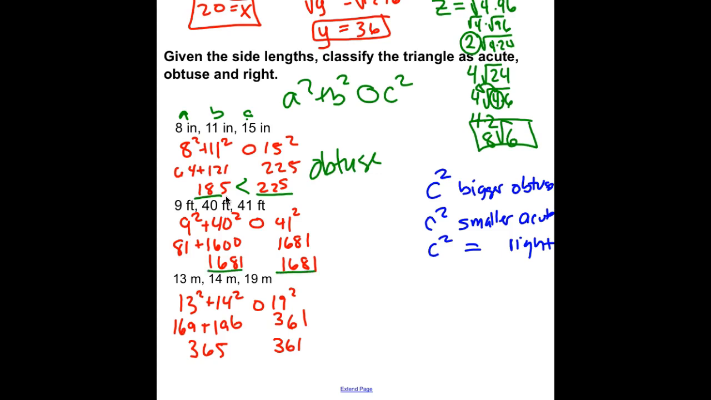I got 1681 and 1681. Those are the exact same thing. That means I have a right triangle. C squared's the same. And then I got 365, which is bigger than 361 right here. That means c squared is smaller, so it's acute. So we should have gotten obtuse, right, and then acute.